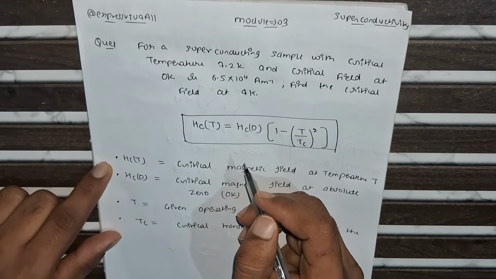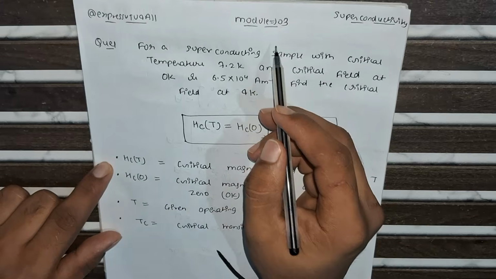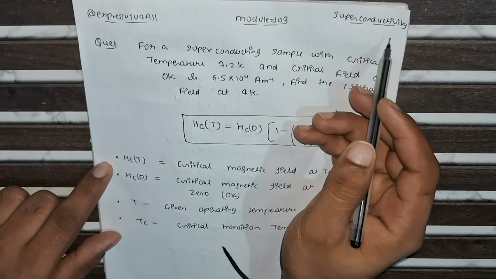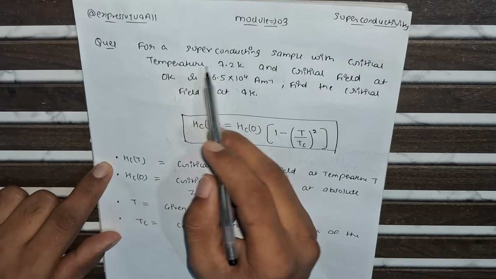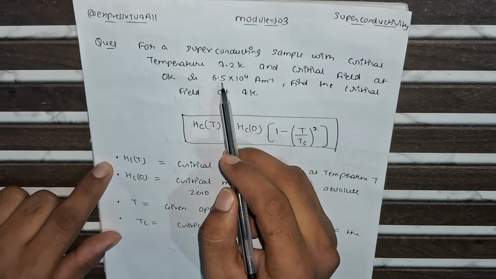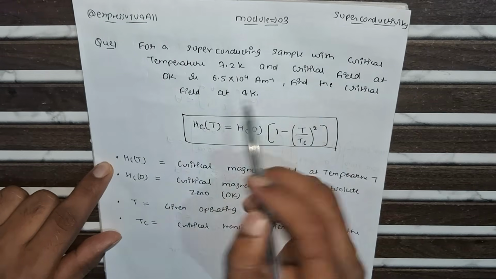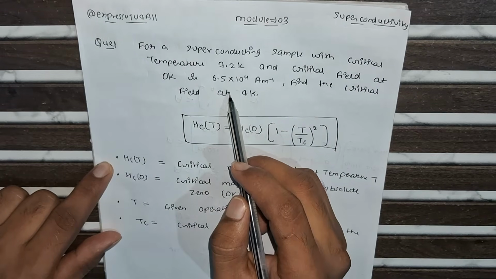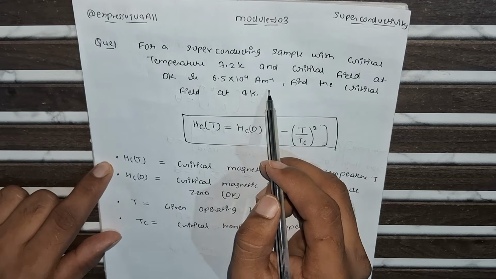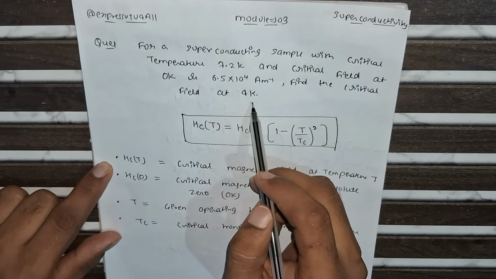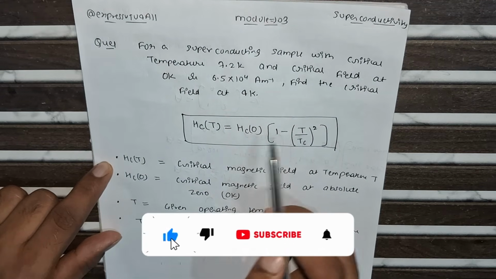In this video, we are going to solve a very important problem from module 3, which is based on superconductivity. So the question is, for a superconducting sample with critical temperature 7.2 Kelvin and critical field at 0 Kelvin is 6.5 into 10 to the power 4 ampere per meter, find the critical field at 4 Kelvin. So this is the expression which is given here.